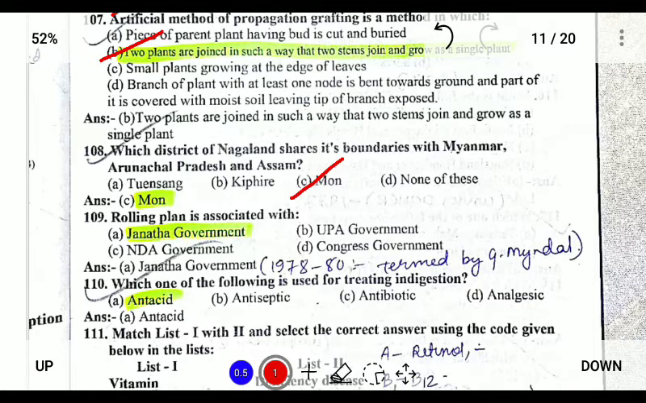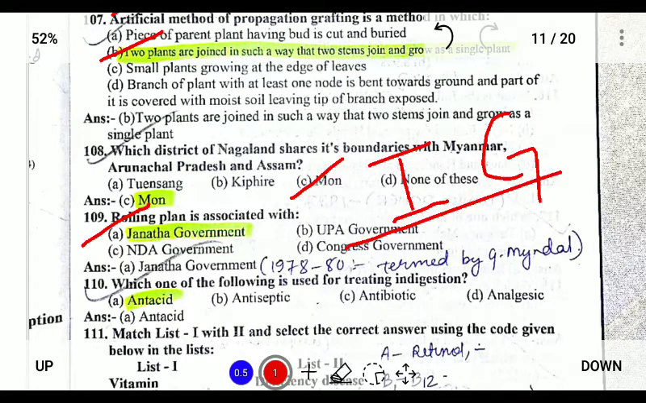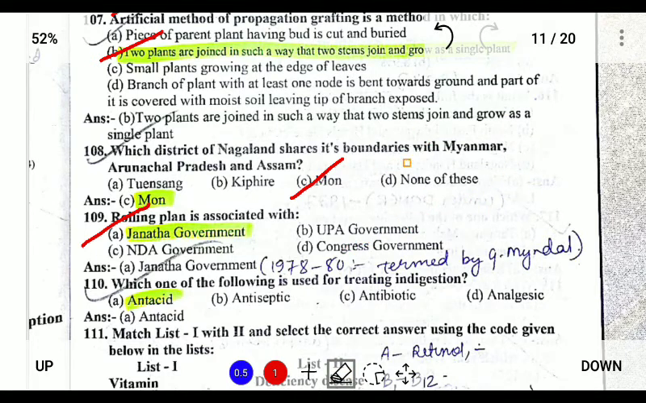Next, the rolling plan is associated with the Janata government. The rolling plan was started in 1978 to 80. It was introduced when the government led by Indira Gandhi failed and Morarji Desai came to power, and during the short stint they introduced a plan known as the rolling plan. However, after the coming of Indira Gandhi, the rolling plan was removed, and the new plan was introduced.